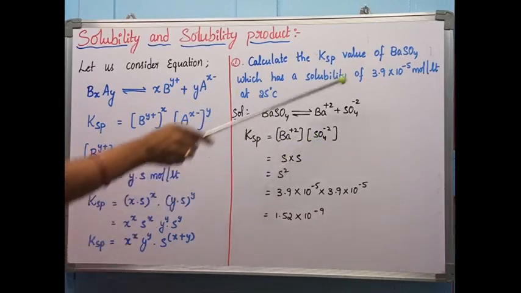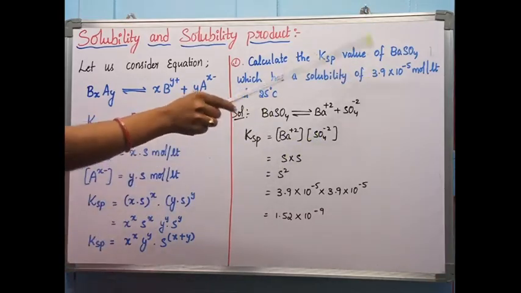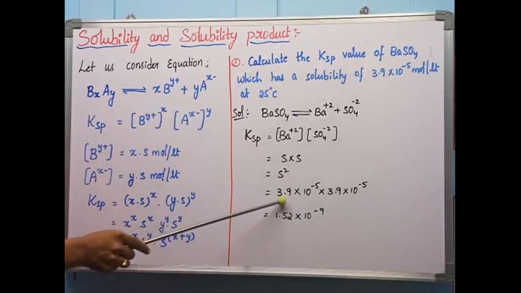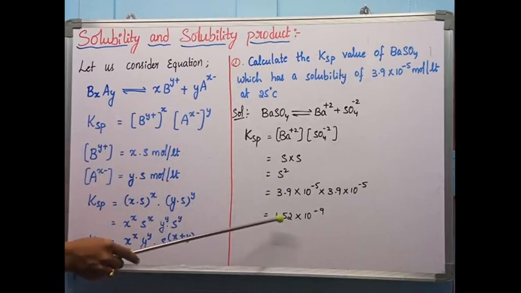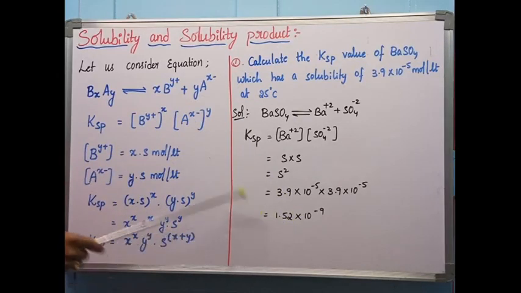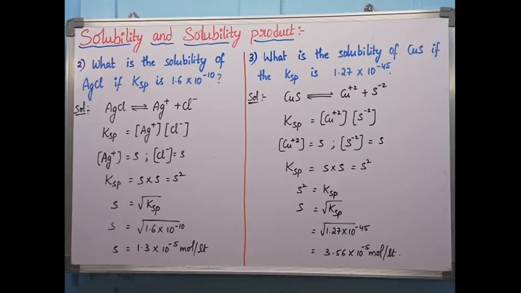The solubility is already mentioned: 3.9 into 10 to the power of minus 5. So it is (3.9 into 10 to the power of minus 5) whole square. We'll get 1.52 into 10 to the power of minus 9. That is the solubility product. They have given the solubility and we have calculated the solubility product. Let us see a few more problems. I'm taking the second problem.